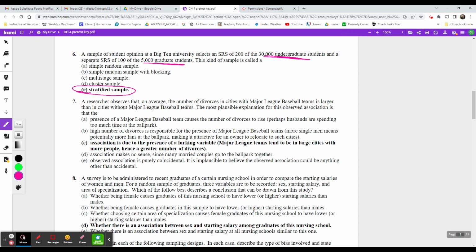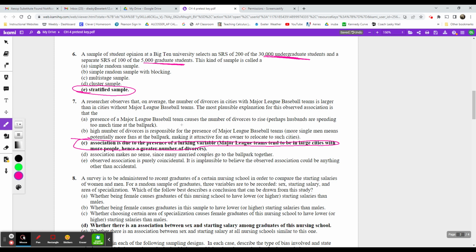Researcher observes that on average, the number of divorces in cities with Major League Baseball teams is larger than in cities without Major League Baseball teams. The most plausible explanation for this observed association is the presence of a lurking variable, because Major League Baseball teams tend to be in larger cities, okay? So why are the other ones not correct?